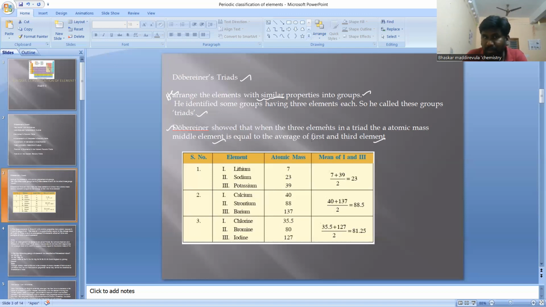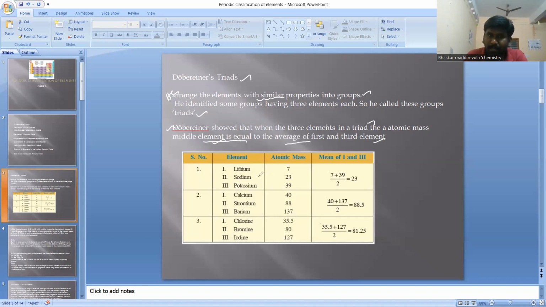He showed that in a group with three elements, that means in a triad, the atomic mass of the middle element is equal to the average of the first and third elements. He arranged only three triads out of the known elements.